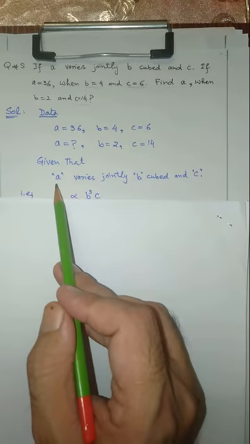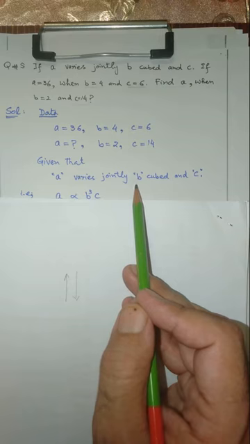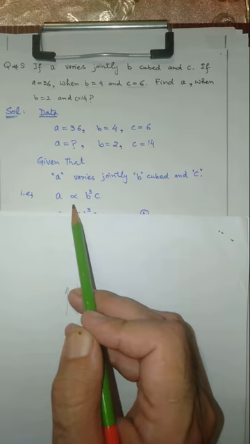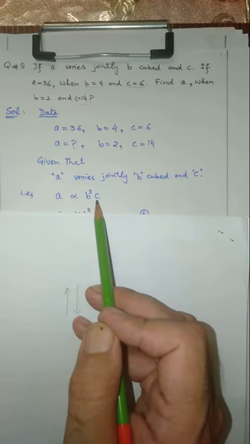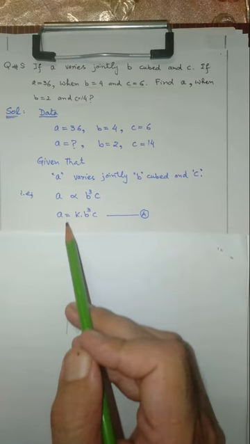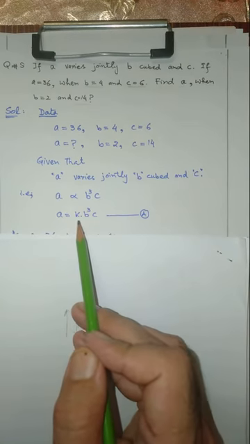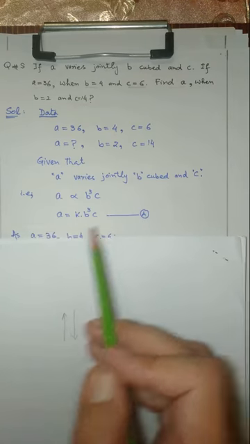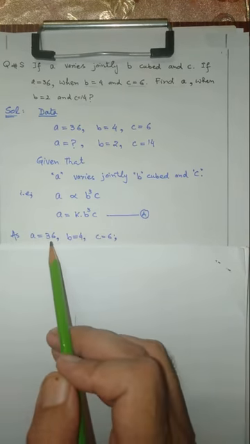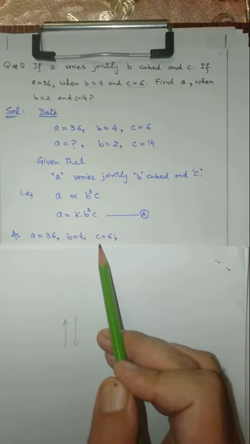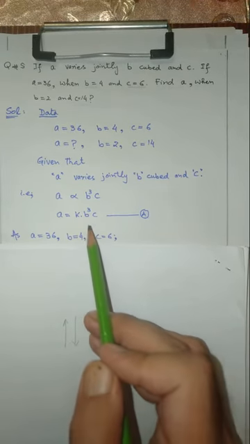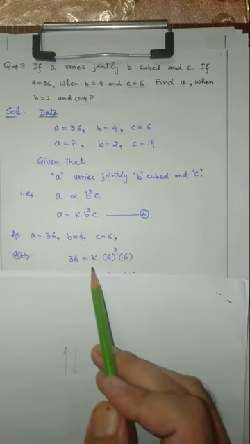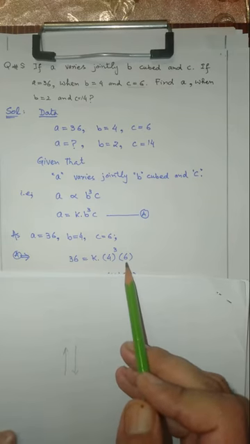Given that small a varies jointly as b cubed and c, mathematically it can be written as small a proportional to b cube c. To remove this proportionality, a is equal to k, constant, b cube c. This is called equation A. Now, small a is equal to 36, b is equal to 4, c is equal to 6. So equation A implies for the value of k, 36 is equal to k, 4 cube into 6.